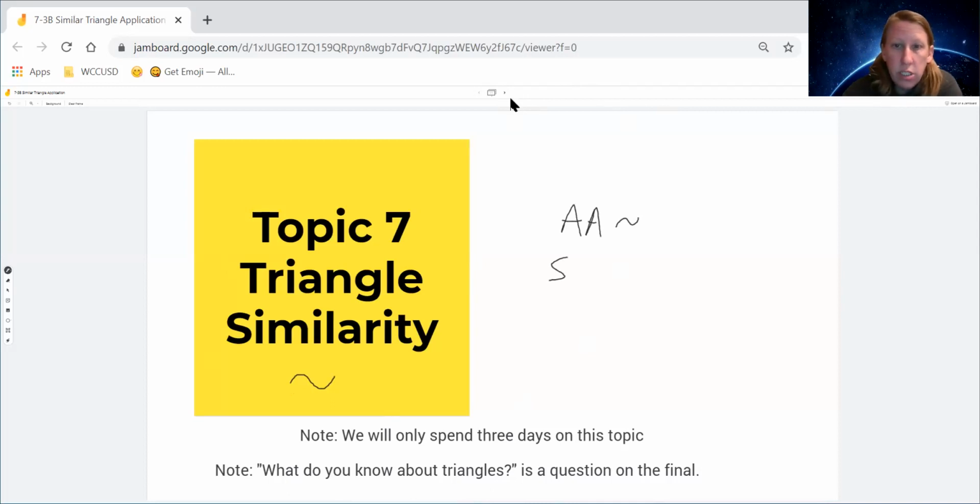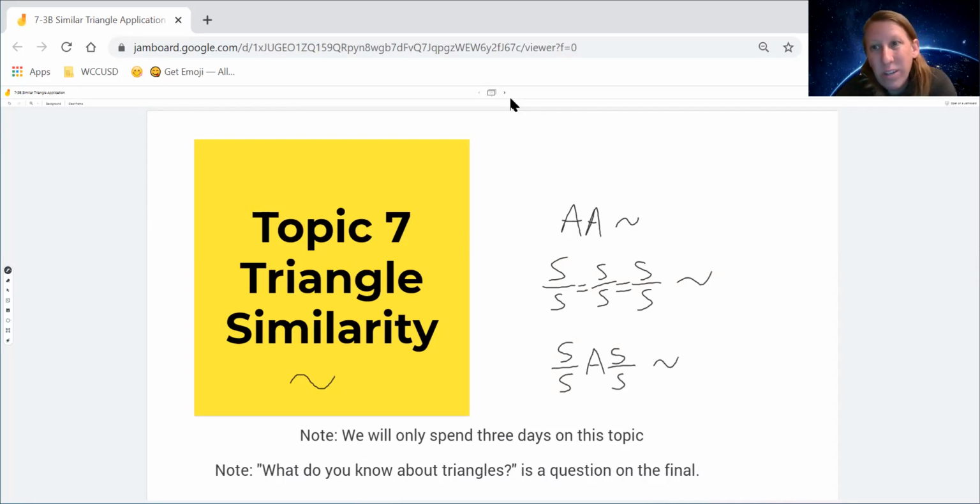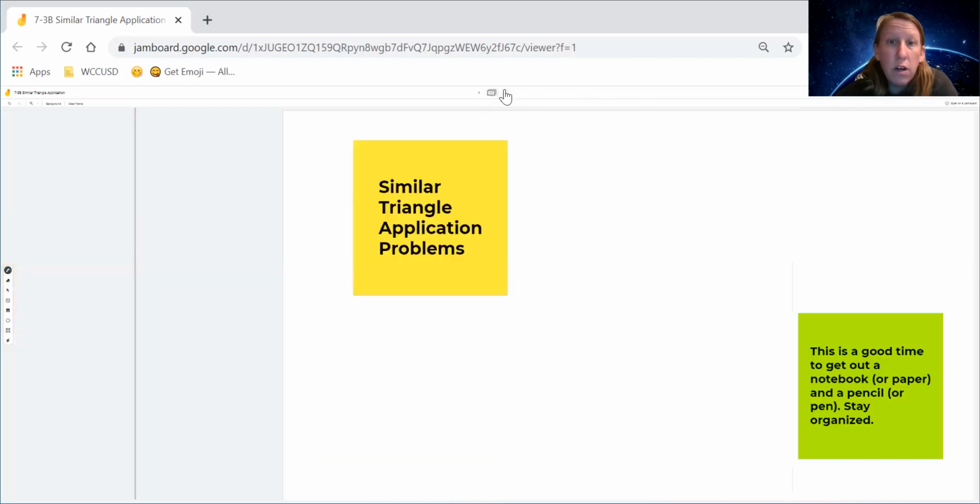You can find out that all 3 pairs of sides are in the same proportion. That makes the triangles similar. And you can show that a pair of sides are in proportion and the angles included between them are congruent. So those are the 3 that you could tell me on the final, and that would be good information because that's something we've talked about.